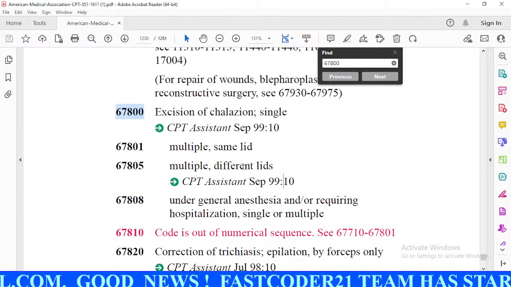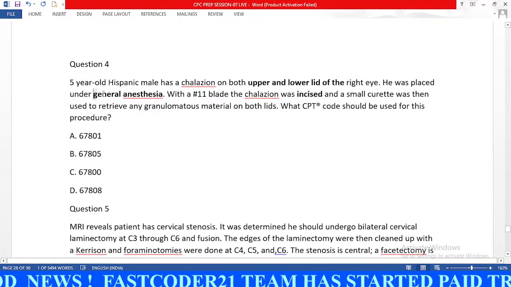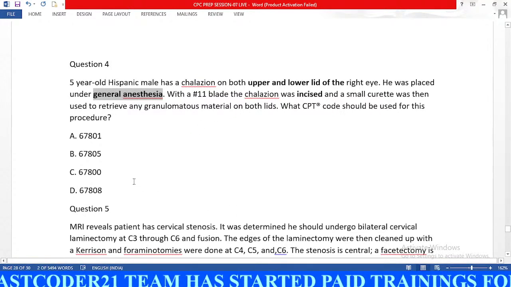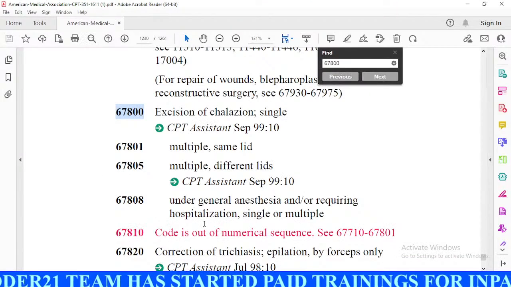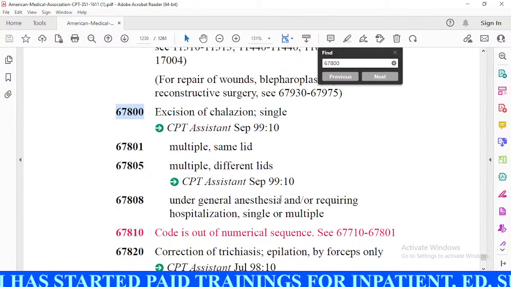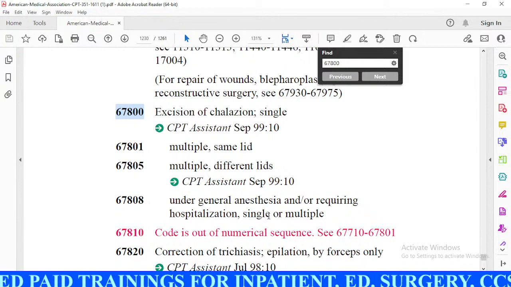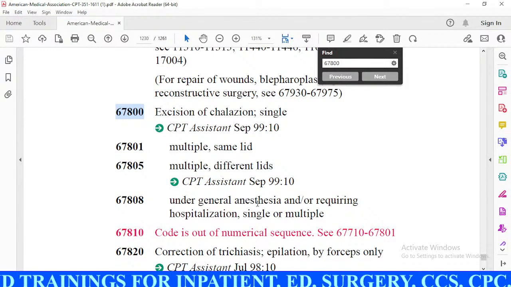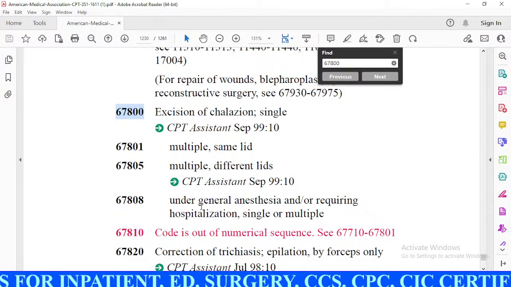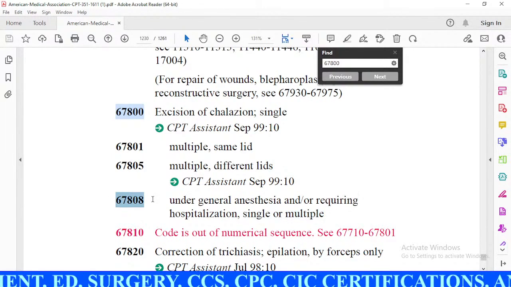So this is correct, but here we need to understand one keyword. Here the physician has performed this procedure under general anesthesia, so we need to use 67808. If you see the code description, excision of chalazion under general anesthesia and requiring hospitalization, single or multiple. If the physician uses general anesthesia with a single chalazion, we also need to use 67808. If the physician uses general anesthesia and multiple chalazia, we also need to use 67808.